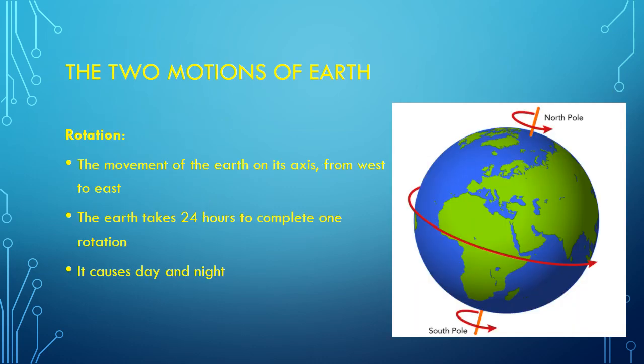2 motions of the Earth. We can understand the 2 motions of the Earth with the help of a globe. The movement of the Earth on its axis from west to east is called a rotation. The Earth takes 24 hours to complete one rotation. It causes the day and the night.